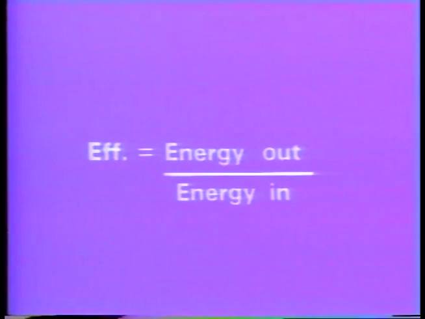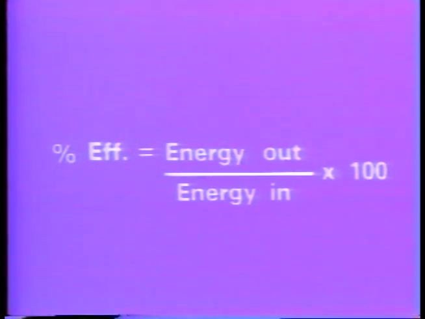But not all systems are this simple. To determine the efficiency of any system or process, we use the equation efficiency equals energy out divided by energy in. To determine efficiency rate as a percent, we multiply this equation by 100. The result is percent efficiency equals energy out divided by energy in times 100.